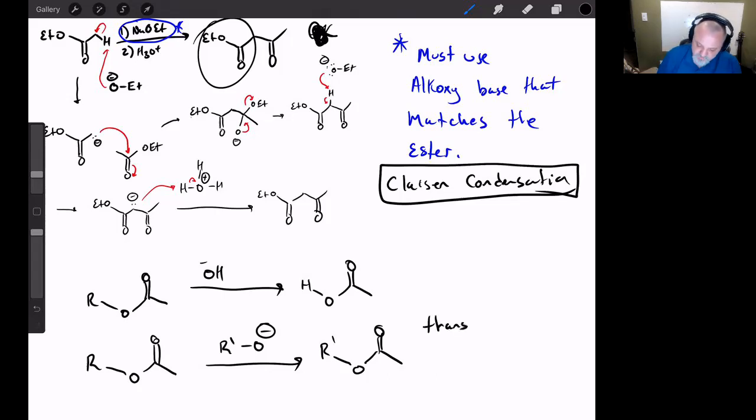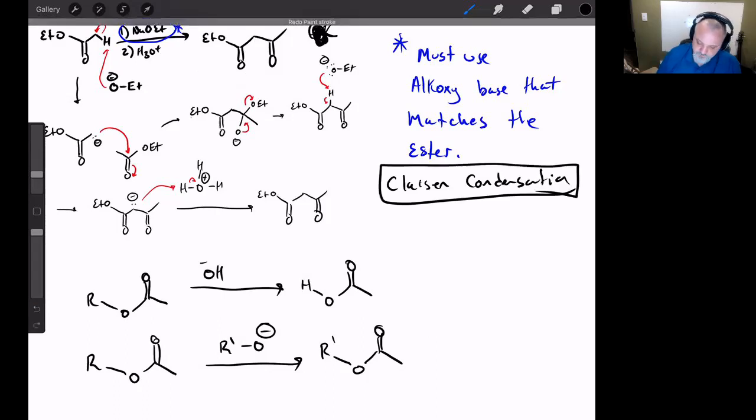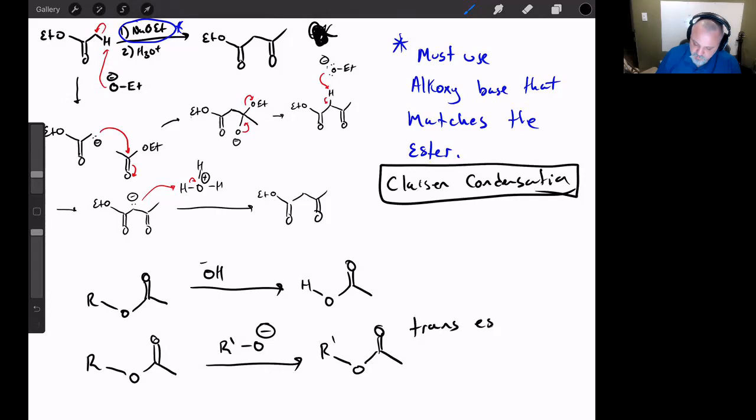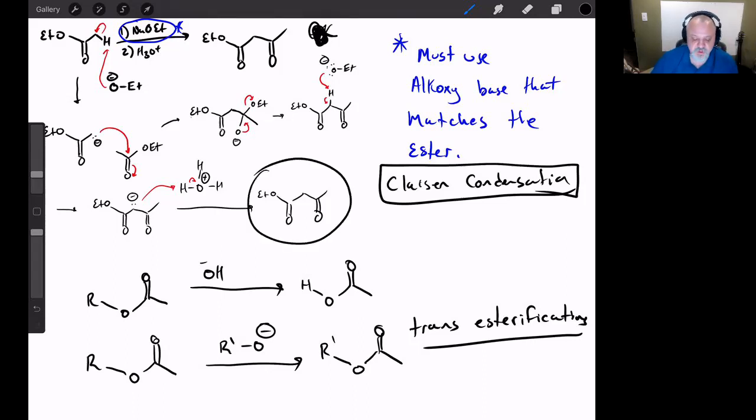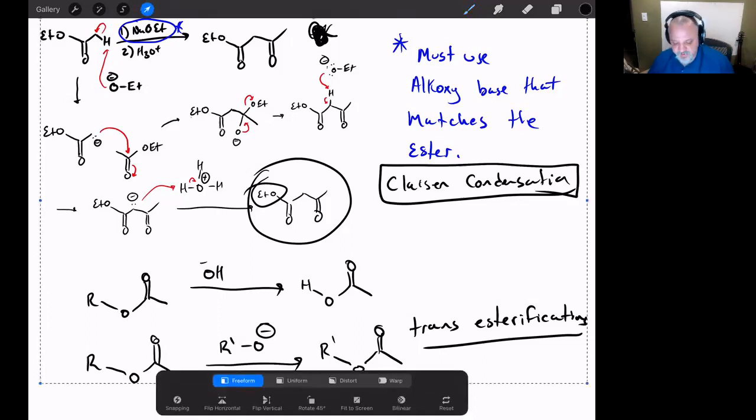This is called transesterification. We would get this transesterification happening at every given moment. And so what we would end up with at the end of the day would be a mix of products where this group would be an ethyl group, or it would be the other alkoxide group that was in the molecule. And so you do have to use an alkoxide base that matches the ester that you start with. Okay, so that's Claisen condensation.